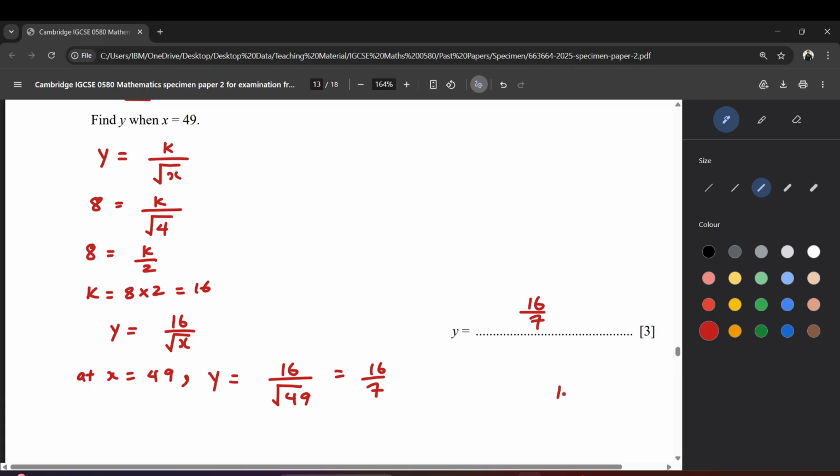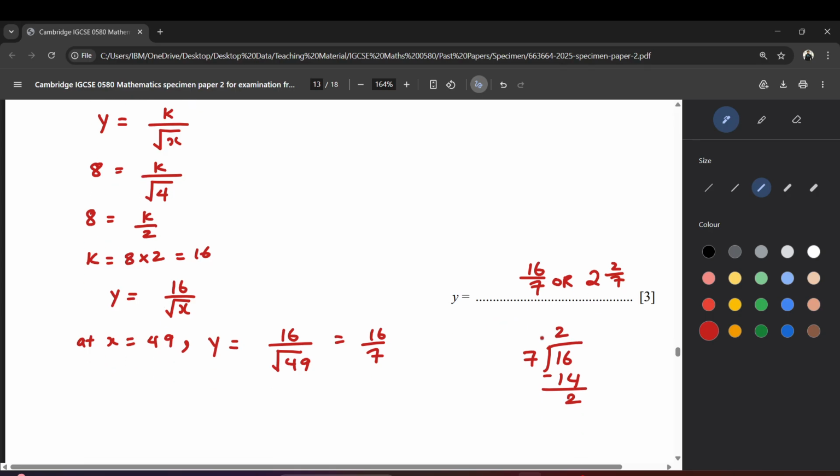If you want, you can also write this in mixed form. In that case, 7 times 2 is 14, so 16 minus 14 is 2. So your answer would be 2 2/7. But it's not really required because they did not ask you to give your answer in mixed form, so you can also leave your answer as a fraction.